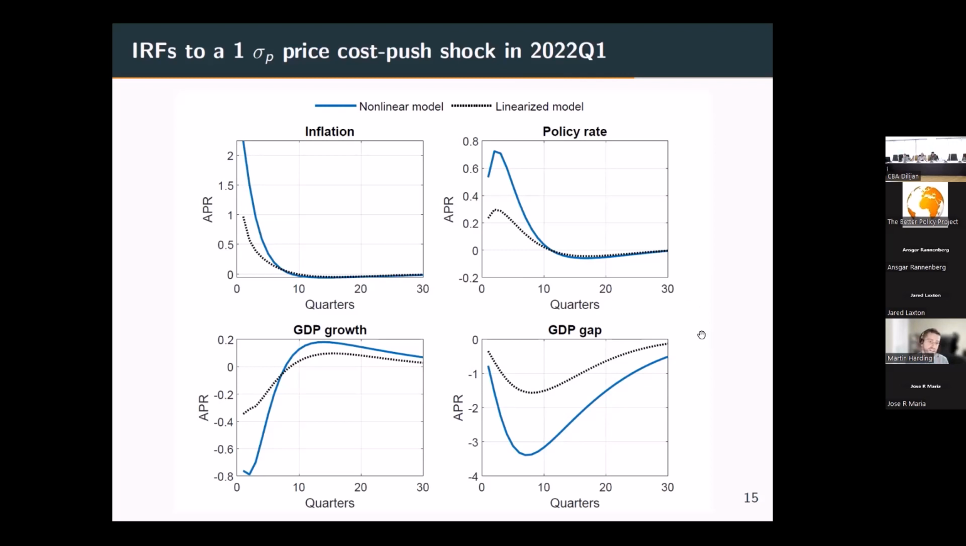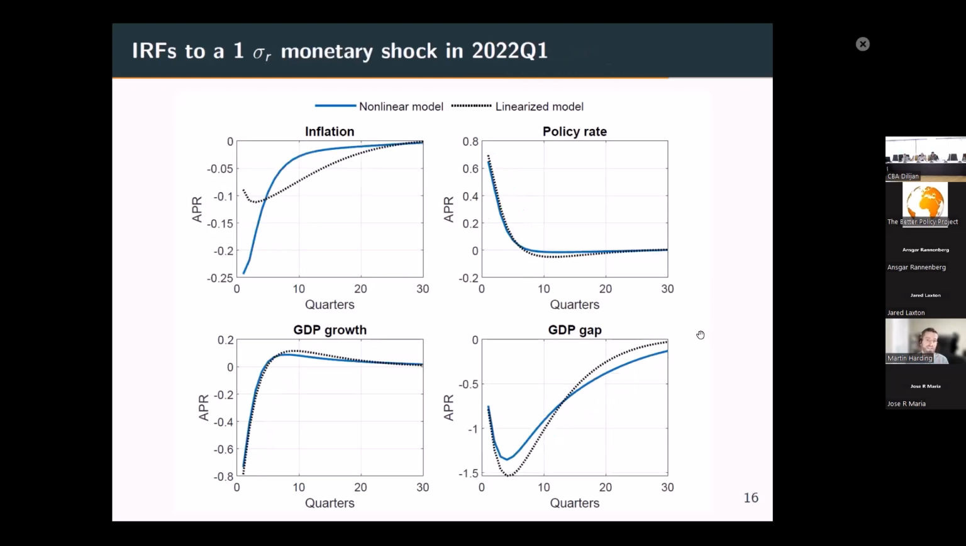And I'm just going to show you now what happens when you feed a 1 standard deviation monetary shock in the same quarter, right? So this is still 2022 Q1. So you see that because inflation is elevated in this state, monetary policy also has more traction in the nonlinear model. So this is the response that you're seeing here. Inflation drops by more in the nonlinear model. However, look at the absolute numbers here. So inflation drops by more, but this is something like 0.15% more than in the linearized model.